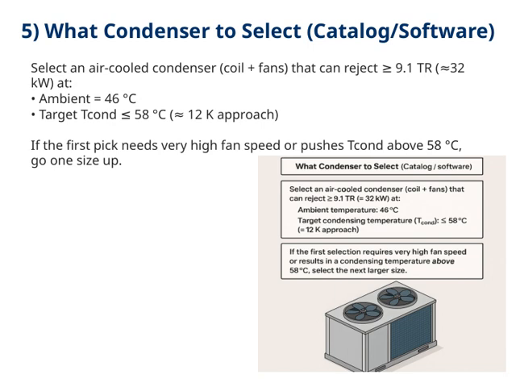If your initial condenser choice requires very high fan speeds to meet these conditions, or if it causes Tcond to rise above 58 degrees Celsius, then it's wise to select a slightly larger size.